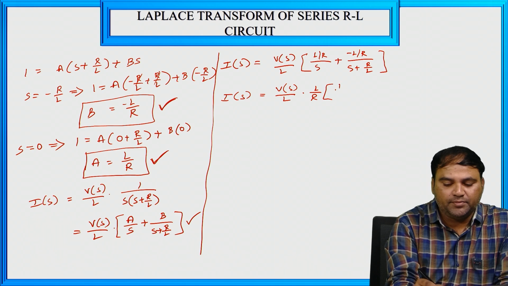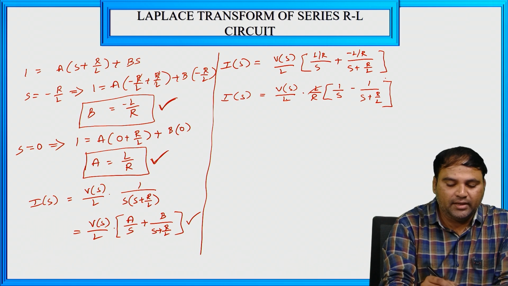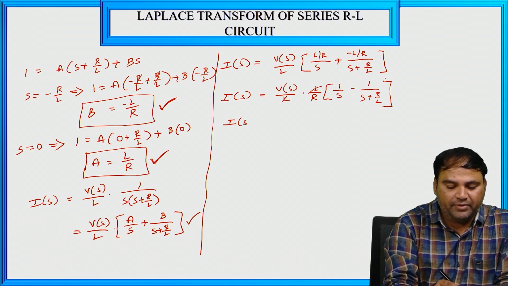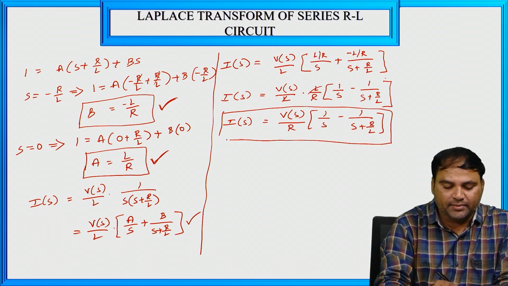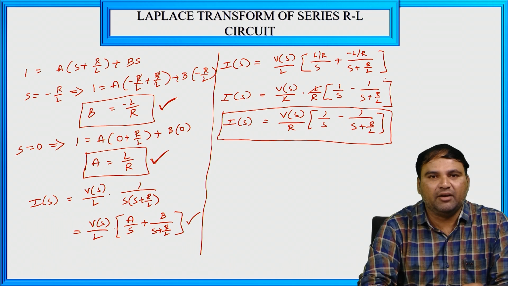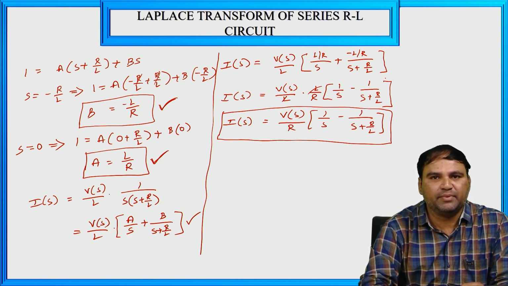L by R into 1 by S minus 1 by S plus R by L. Okay, so here L gets cancelled. Now I of S equal to V of S divided by R into 1 by S minus 1 divided by S plus R by L. This is the equation in terms of the S domain. In S domain, the current expression I of S equal to V of S by R into 1 by S minus 1 divided by S plus R by L.